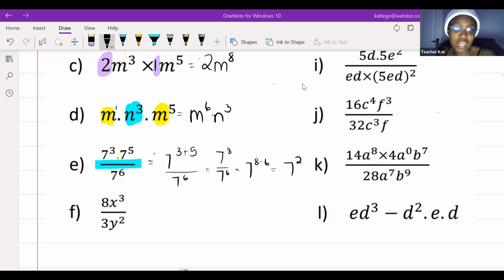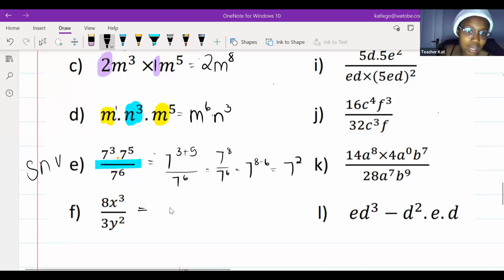Okay, now let's check F. F, we're back with numbers again. So we're going back to S and V. Symbols, everything is positive, so we know our answer is going to be positive. Numbers, 8 divided by 3. We can't exactly do anything with 8 over 3. And then what's happening there by the variables?